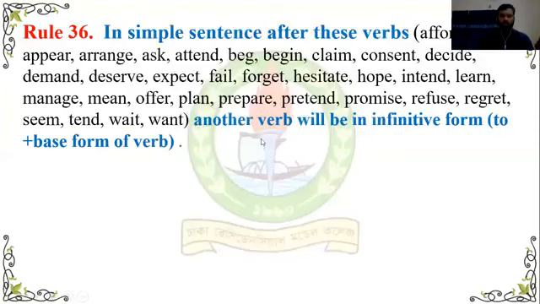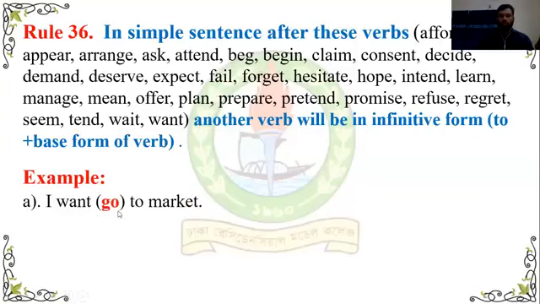Rule 36. Here you see some verbs. After these verbs you will use the infinitive, that means to plus verb. So let's see an example. I want to go to market. Here you see want is a verb and another verb is go. So we have to use to.